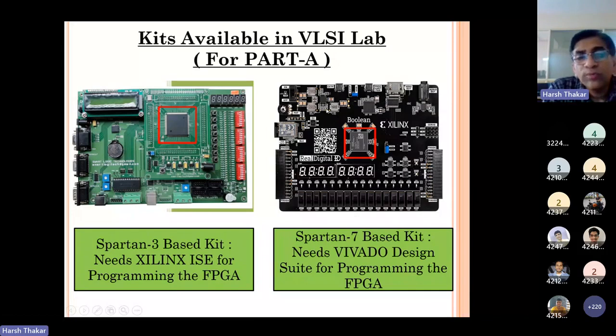If you want to program the FPGA, again, you can see here I have made a red colored square. This square indicates the FPGA, but what's the difference? These Boolean boards use the latest FPGA from Xilinx, that is Spartan 7, and you need the Vivado design suite for programming this FPGA. But this kit has Spartan 3. So for programming the FPGA in this kit, you need Xilinx ISE 14.7, and for programming the FPGA in the Boolean board, you need Vivado.